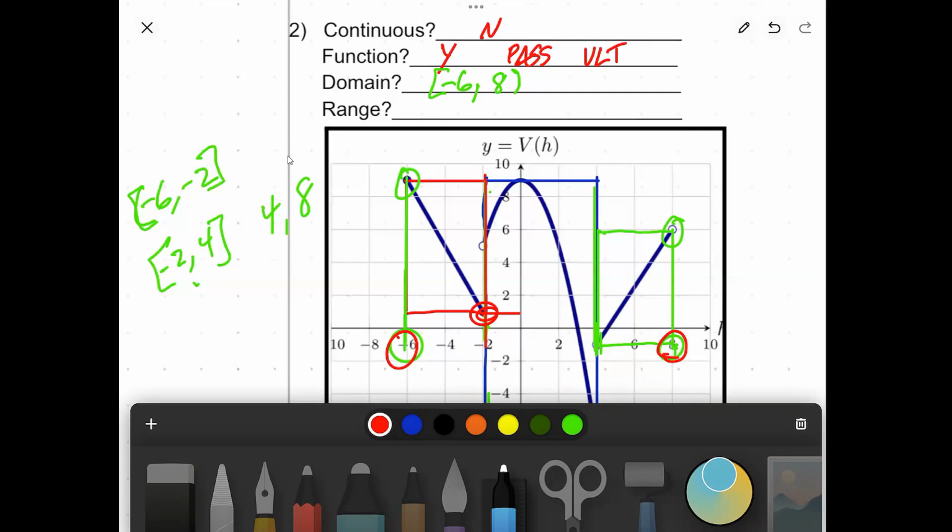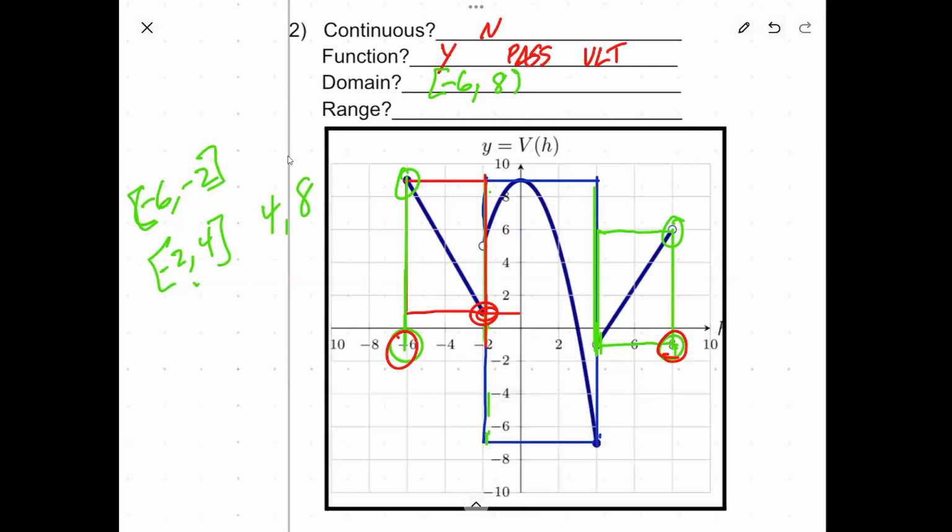Now I'm going to do a very similar thing for the range. So where's the lowest box? It's right here. And that would be -7. So that's going to be the start of my range. And then what's the highest box on here? Well, these two have the same height, and it's going to be 9. So it goes from -7 up to +9.